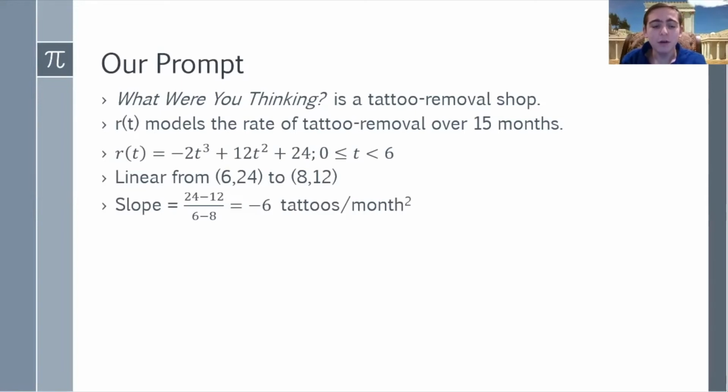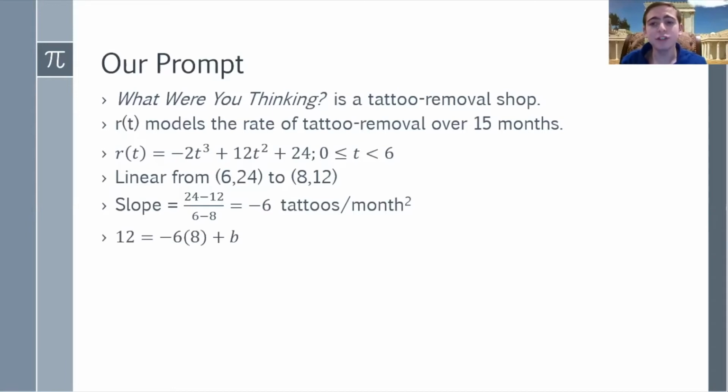The slope for that equation is going to be -6, because what you do is take y2 minus y1 over t2 minus t1. So y2 is 12 minus y1 is 24, over 8 minus 6. That gives you -12 over 2. That's -6 for your slope. And it's -6 tattoos per month squared because the rate is measured in tattoos per month.